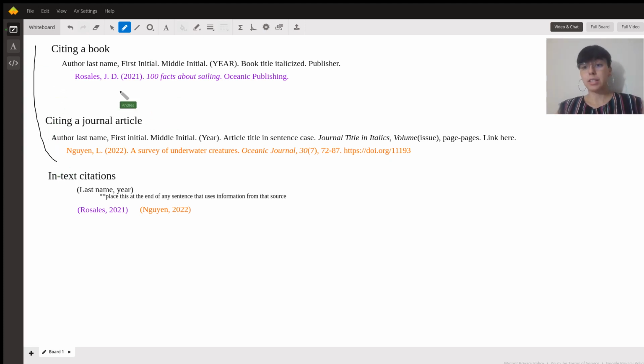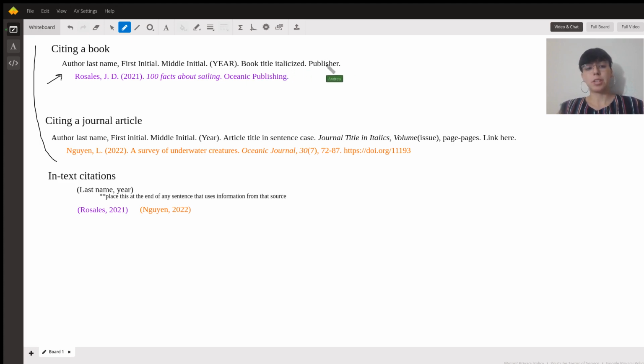Now, it really depends on what kind of material you're looking at. If you're citing a book, a journal article, a YouTube video, those kinds of things, it really varies. But here are two very common examples, which are citing a book and citing a journal. So when we cite a book, you'll need the author's last name, the first initial, the middle initial, the year that it was published, and the book title and the publisher.